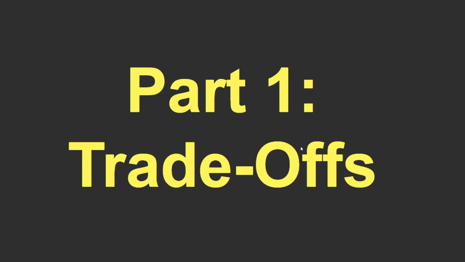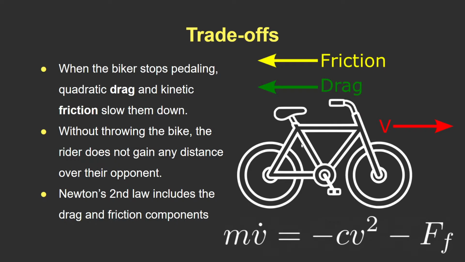Okay, so first we're going to model the trade-offs of doing the bike throw, basically what you lose by executing this maneuver. When you perform a bike throw, the problem is you stop pedaling. Doing this allows drag and friction forces to slow you down. We can model this motion using Newton's second law, which states that the mass times the acceleration of the bike is equal to the sum of forces, quadratic drag and kinetic friction in this case.